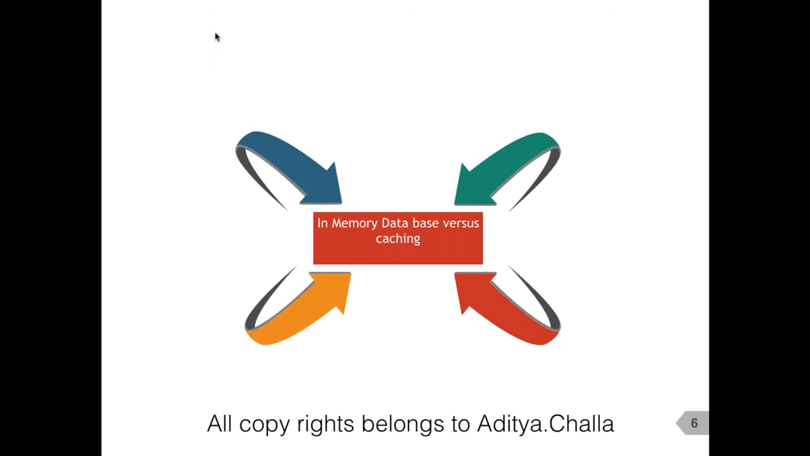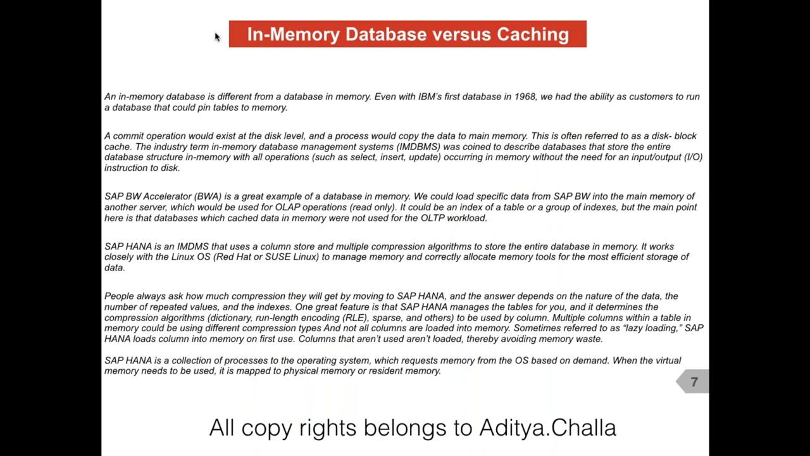Now let's come to the important point, which is in-memory databases: in-memory database versus caching. What is an in-memory database? What is caching? Here, an in-memory database is different from data in memory. That we already know.